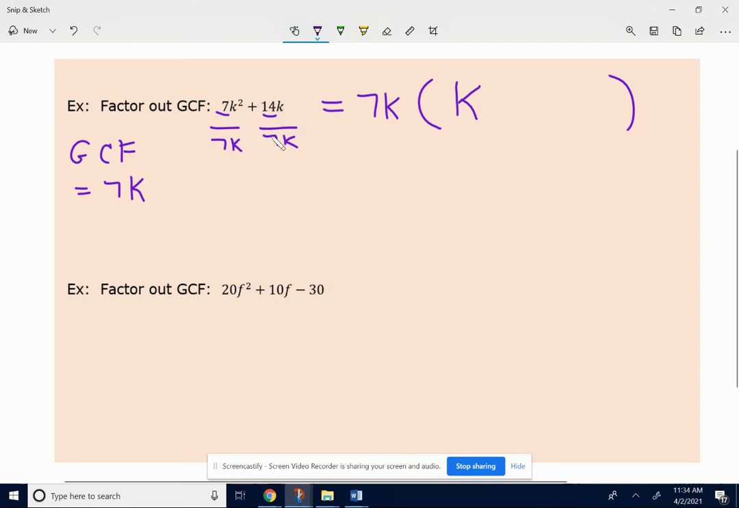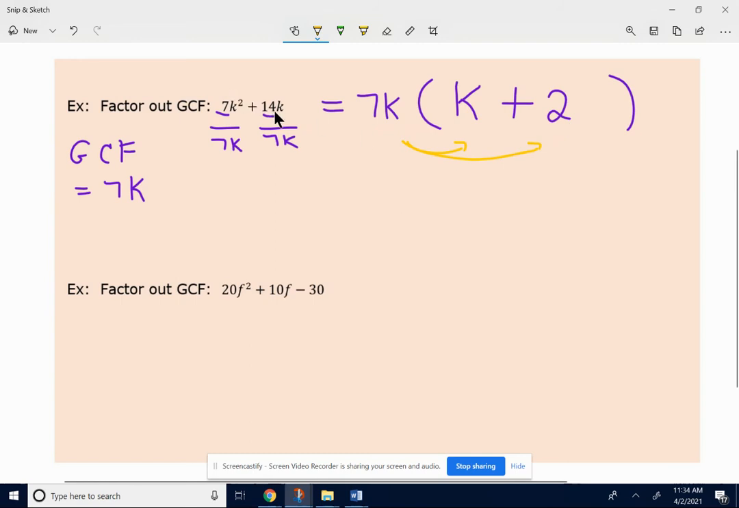14 divided by 7 is 2. k divided by k just wipes out, so we're left with a positive 2. There's our answer. 7k to the second plus 14k is equal to 7k times (k plus 2). If you really wanted to make sure that this is right, you could distribute and make sure you get back to the original problem. And you do. 7k times k is 7k to the second. 7k times 2 is the 14k.